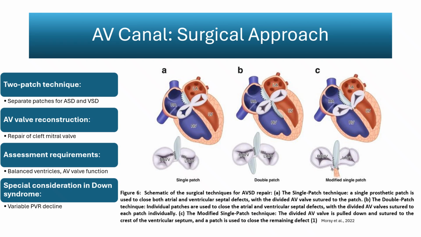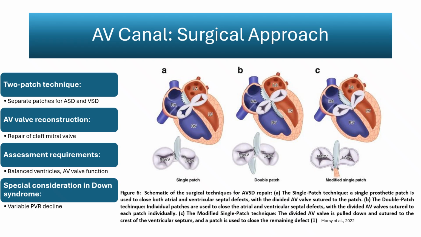Equally important is repair of the atrioventricular valve. The cleft in the mitral leaflet is surgically approximated to restore competence and reduce regurgitation. Valve reconstruction is critical to long-term outcome since residual insufficiency can drive recurrent symptoms or reoperation. Preoperative assessment focuses on ensuring that both ventricles are adequately sized and that atrioventricular valve tissue is suitable for repair. Balanced ventricular volumes and preserved ventricular function are essential for a successful biventricular repair.